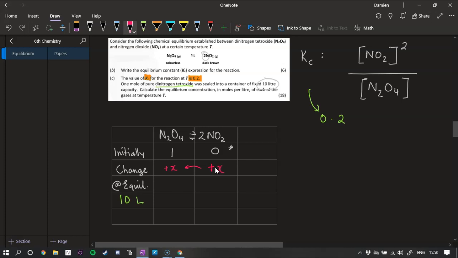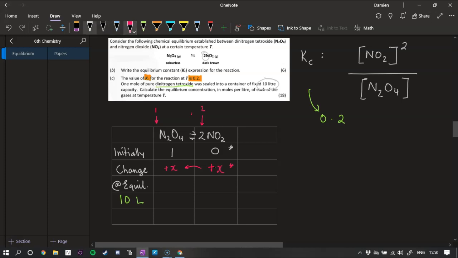And the reason for that is this is a 1 and this is a 2. So this is a 1:2 ratio. So if you put plus x in this box here, you cannot put plus x in here. Because it's a 1:2 ratio, this is going to have to be a half x.